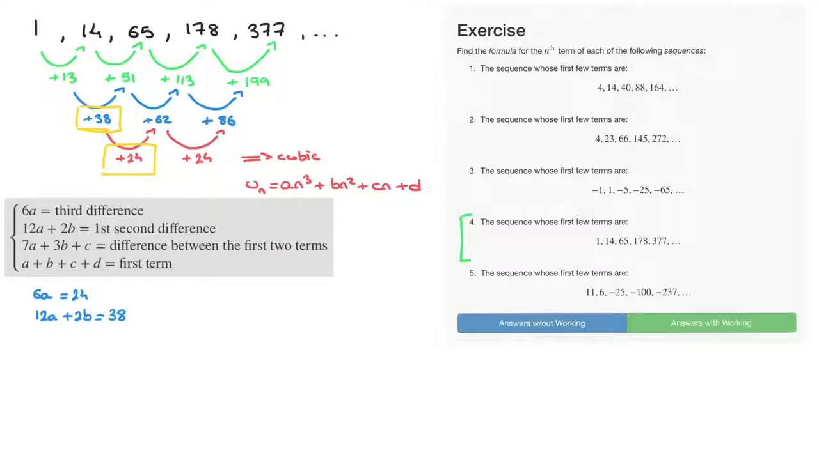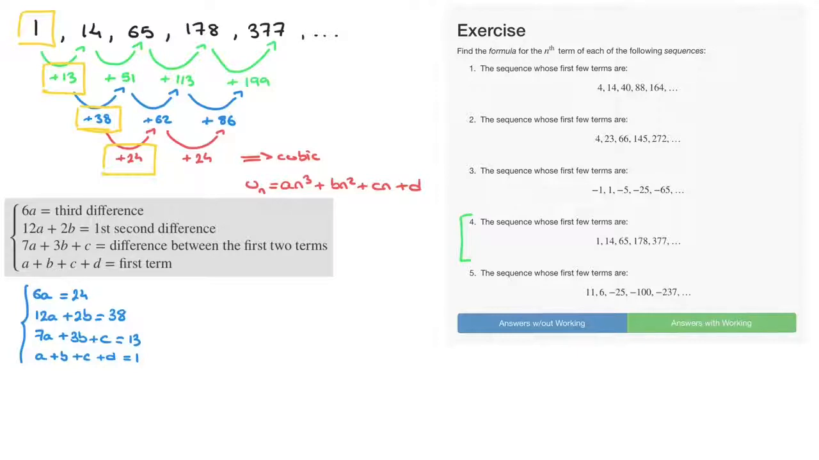We now look at the third equation, which is 7a plus 3b plus c equals to the difference between the first two terms. Well, the difference between the first two terms here is this value, that's 13. So our equation would be 7a plus 3b plus c equals to 13. And finally, the fourth equation is a plus b plus c plus d equals to the first term. So in this sequence, we can see that the first term is 1. So our fourth equation will be a plus b plus c plus d equals to 1. We now have the four equations we need to find this sequence's formula.